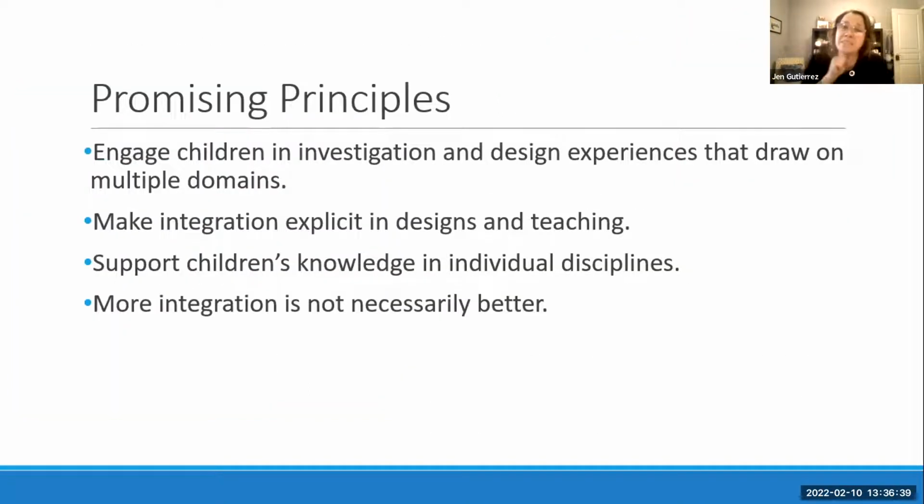So here are some promising things to think about. And this frustrated me a little bit too, but even though research is limited and obviously varies in quality, because we know that with elementary science, right? There are promising principles for connecting science and engineering with the other domains. And I thought these were pretty awesome, promising principles. And that came from that report we talked about.